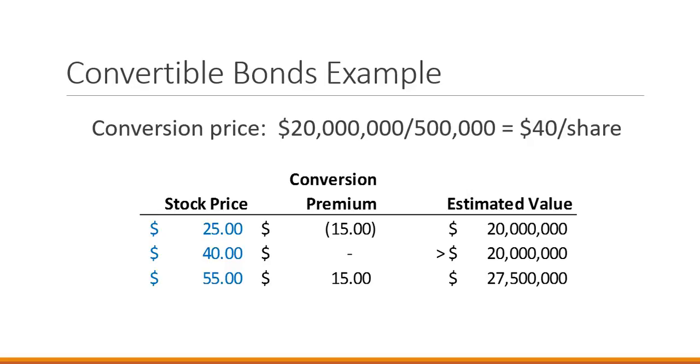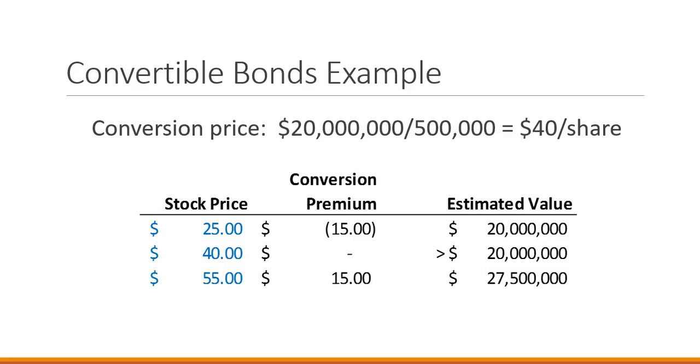Our conversion price is $40 per share. That's the face amount of the bonds divided by the shares received at conversion. And in comparing $40 to each of our prices, the current stock price of $25 would mean that the bond is simply a bond. There's no special value in being able to get shares for $40 when you can go buy them in the market at a significantly lower price. The bond is a $20 million value because the market rate is equal to the rate of the bond. So it's simply based on the interest rate component of the bond.